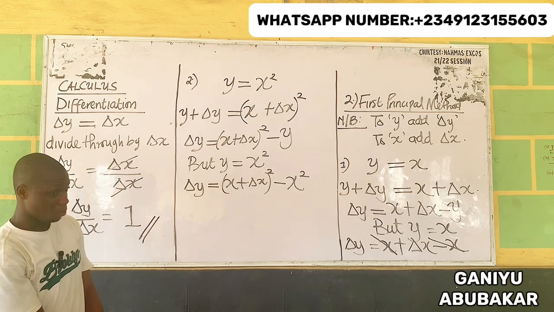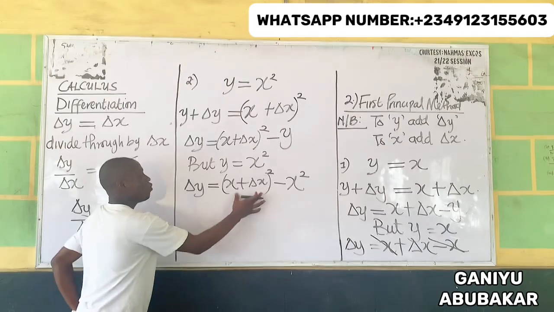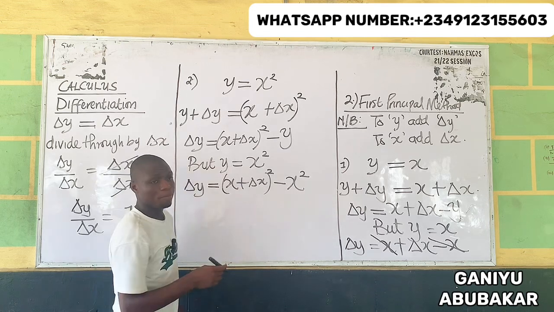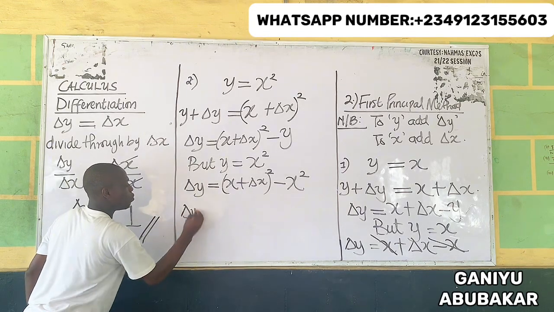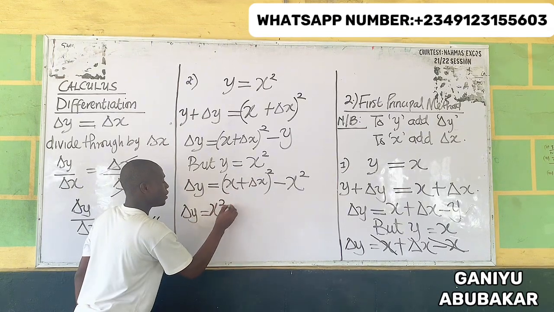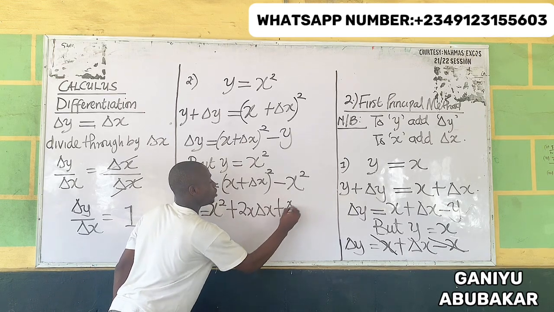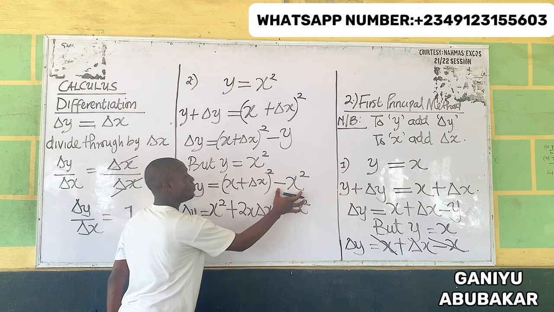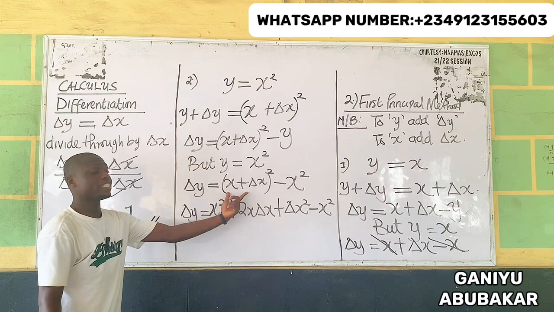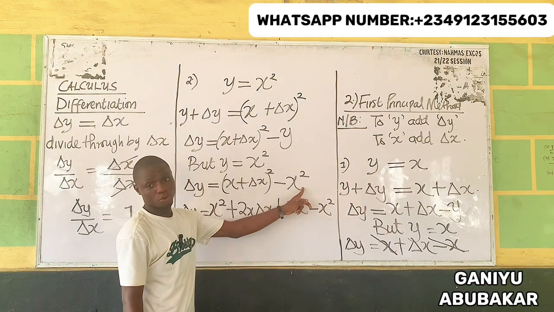Next task, please. Go back to ND1, binomial theorem. For this one here, look up. I want to expand this bracket. How do you do it? I'll have change in y equal to, if I expand this one here, x squared plus 2x change in x plus change in x squared. Then drop down minus x squared. For teaching's sake, I will expand this and show you how I got x squared plus 2x change in x plus change in x squared. Let me show you, please.